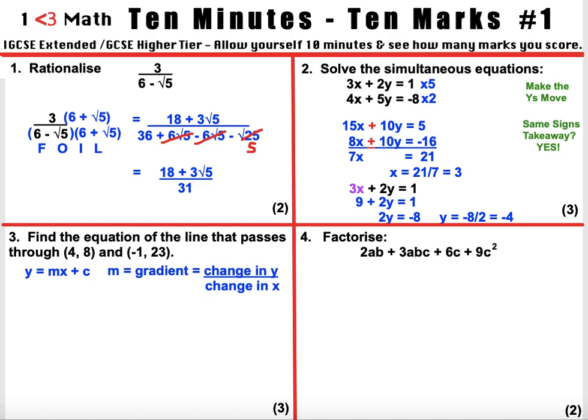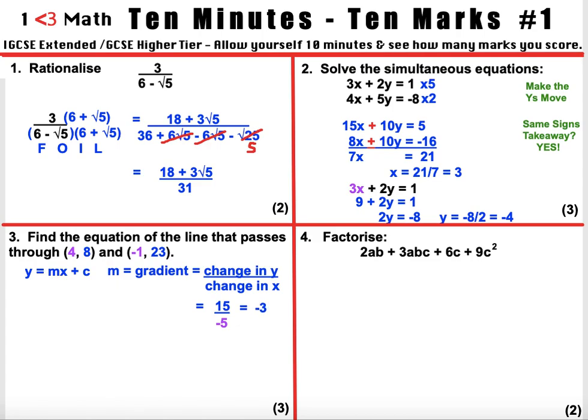Now the gradient is the change in y divided by the change in x. So we're going to look at the change in the y coordinates. I'm going to go from 8 to 23, and that is 15. Now for the x coordinate, we're going from 4 to minus 1. Now that's minus 5, and you have to pay attention to which direction you're going in so that you get your positive or negative gradient correct. So 15 divided by minus 5 is minus 3.